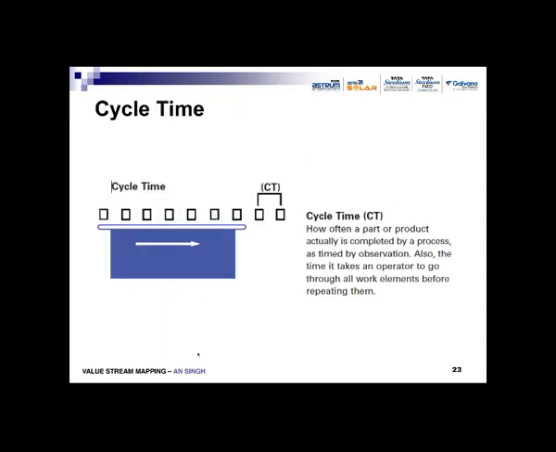Let's try to understand the cycle time. It is how often a part or product is actually completed by a process, as timed by observation. As you are seeing in this particular diagram, it is the interval between delivery of two products, two units, from the process line. That is a cycle time. This has to be measured.